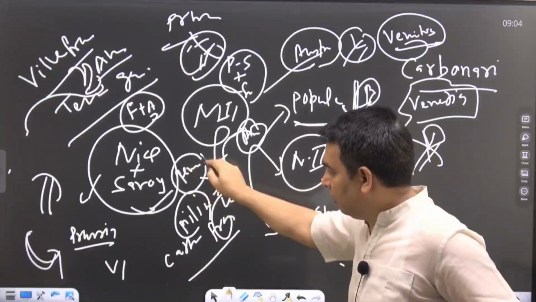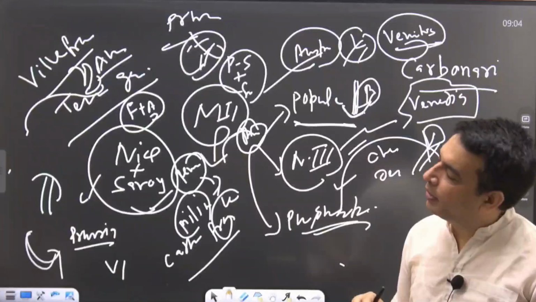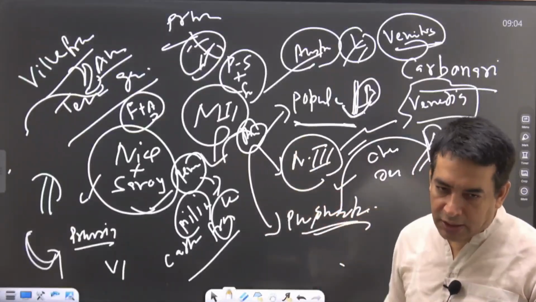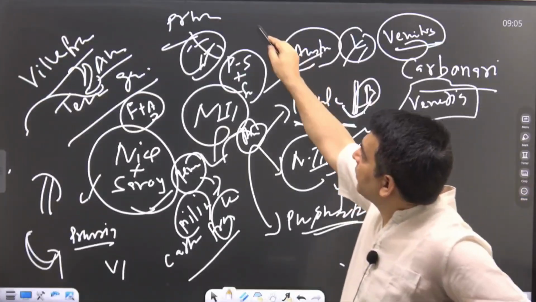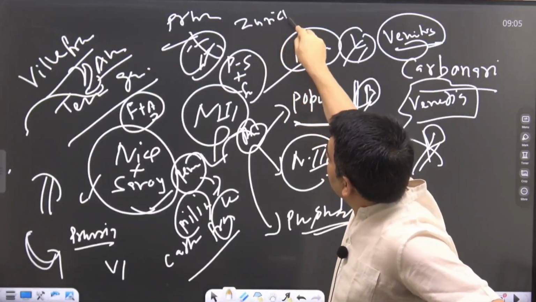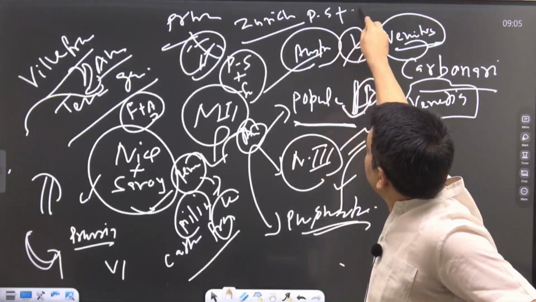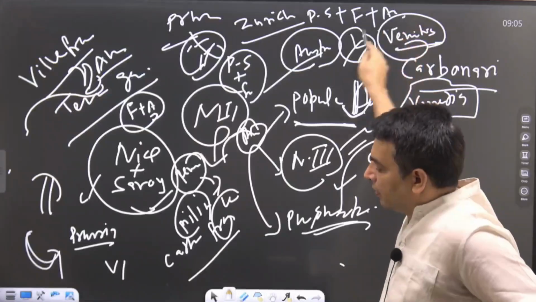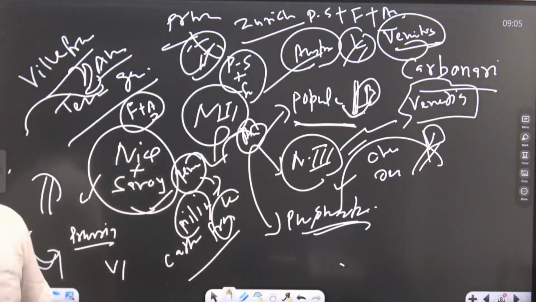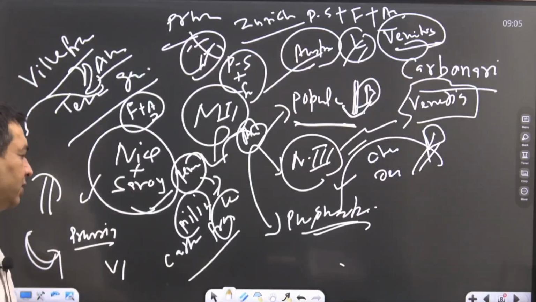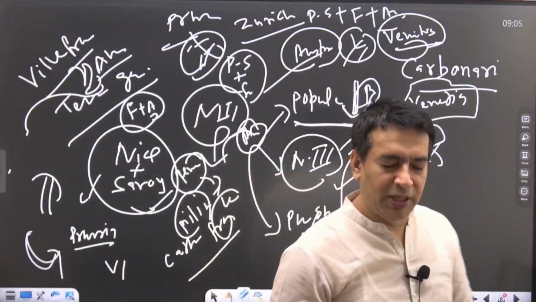From there onwards, the sense of nationalism was strengthened by Cavour in various parts of Italy, in southern Italy and central Italy. After that, the Treaty of Zurich was signed between Piedmont Sardinia, France and Austria, and things were settled. Venetia was retained with Austria. Lombardy was given to Piedmont Sardinia.